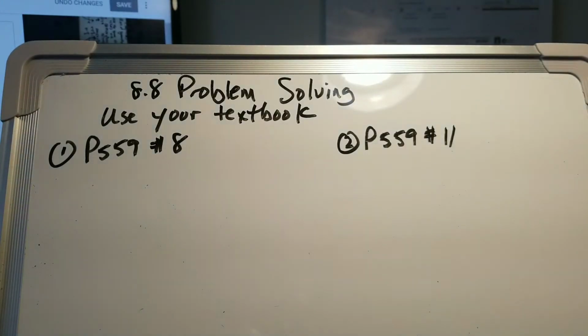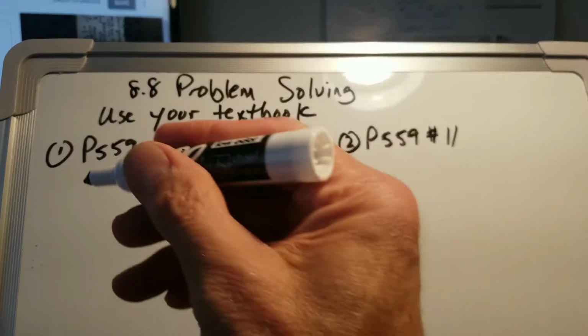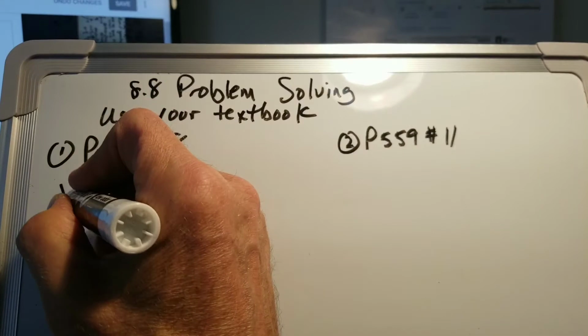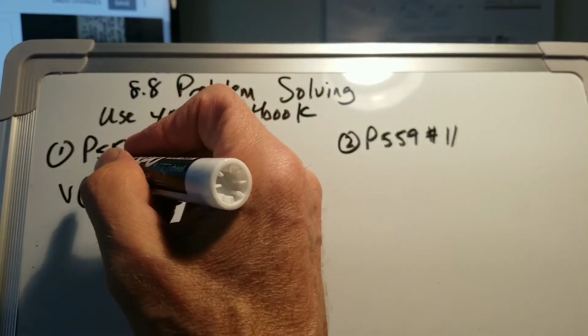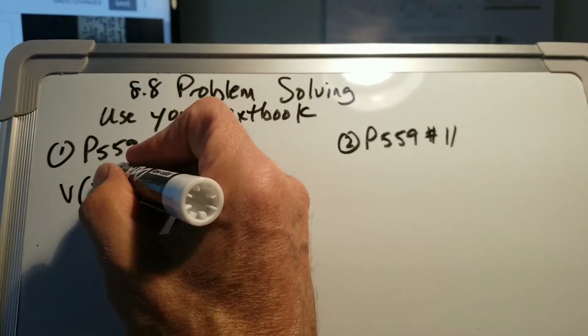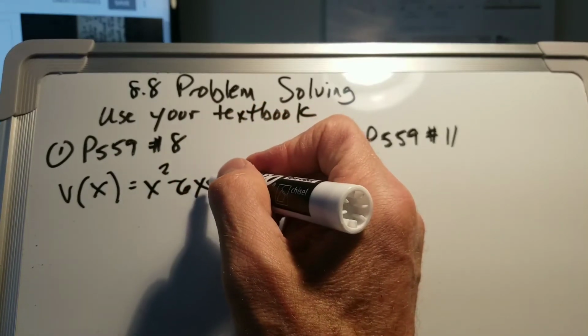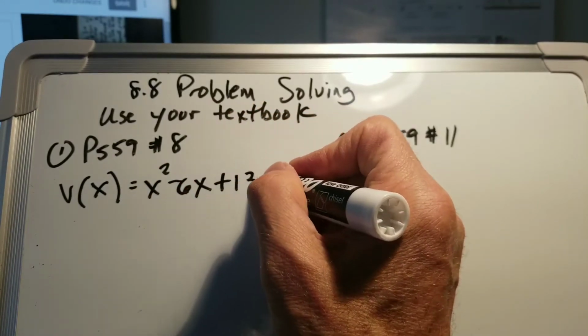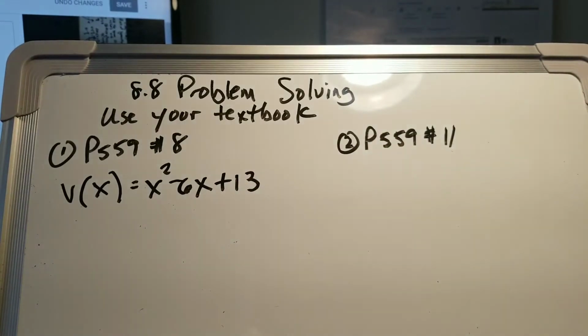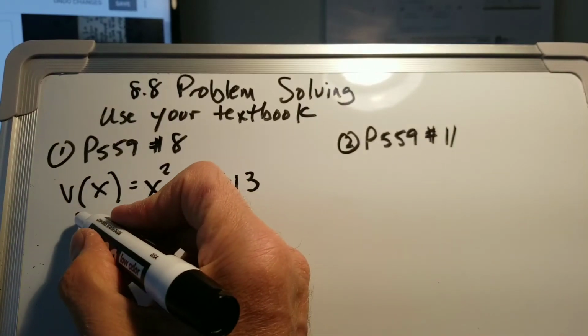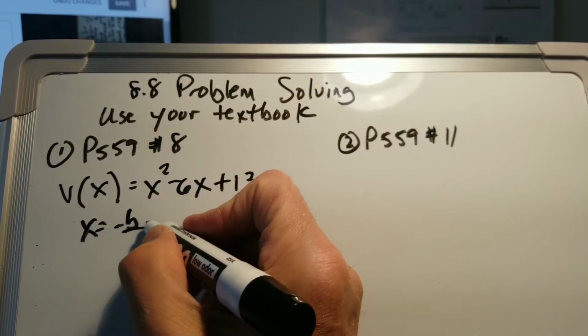Okay, so the first thing you should do is copy the formula, and you will have one of these on your final exam. The school loves putting this on the final exam. So V of x is equal to x squared minus 6x plus 13. Okay, they're asking for the lowest value of the stock. That means you have to get the vertex and use x equals negative b over 2a.